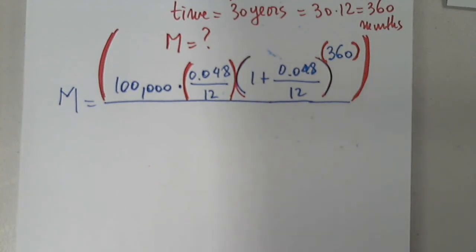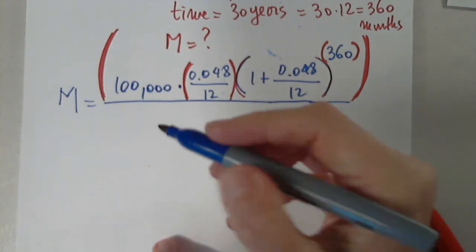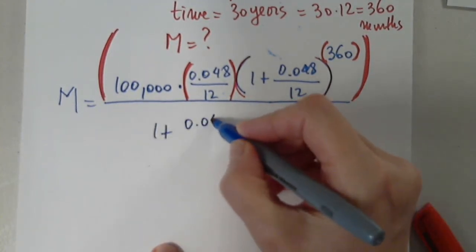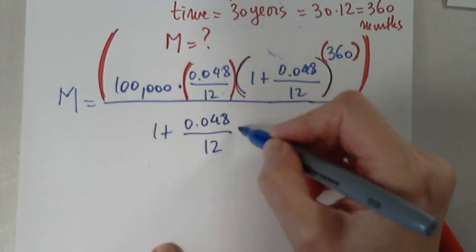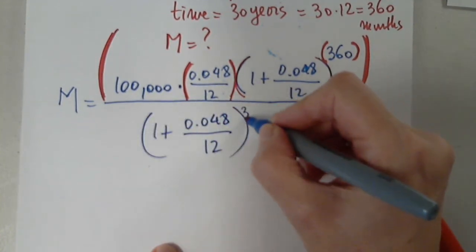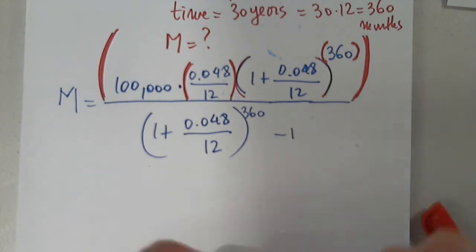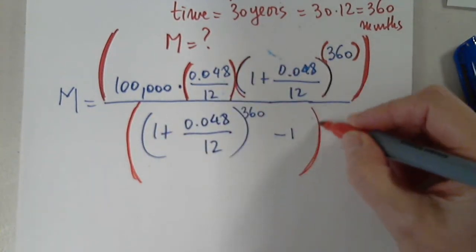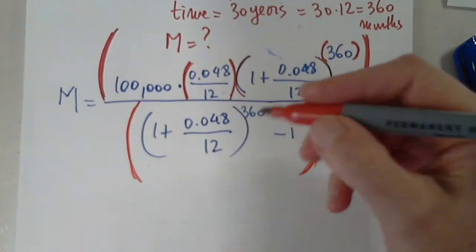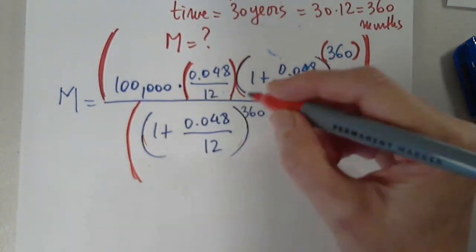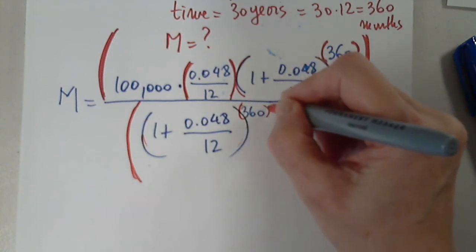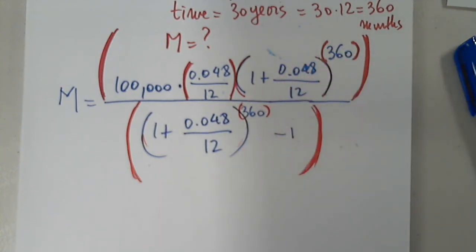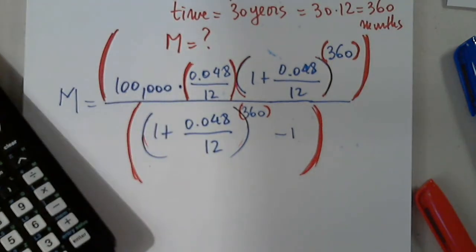Okay, now let's enter the denominator. 1 plus 0.048 divided by 12, everything raised to 360, and minus 1. And now the parentheses that I will use in the calculator. I will have to use parentheses around the entire denominator. Of course, these parentheses will stay, but I will also put parentheses around the power. Okay, are we ready to start putting the information in?